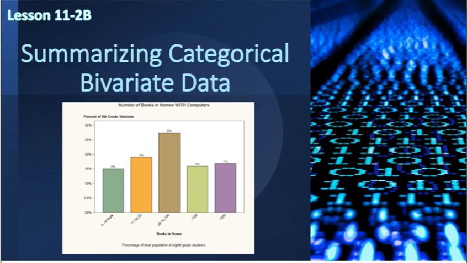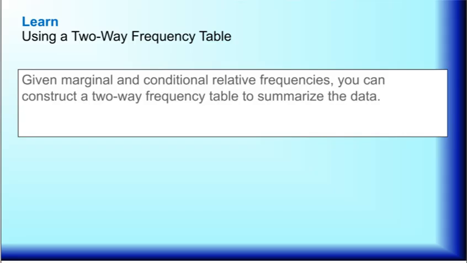Lesson 11-2B, Summarizing Categorical Bivariate Data. So this lesson is just a review of what we've been going through with univariate and bivariate data. Using a two-way frequency table, given marginal and conditional relative frequencies, you can construct a two-way frequency table to summarize the data. And we've already gone through how to create a frequency table. So this would be more of a review of putting them together.